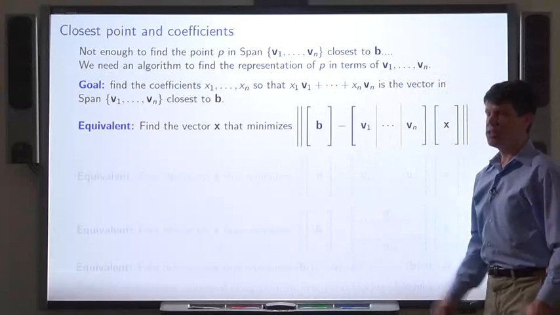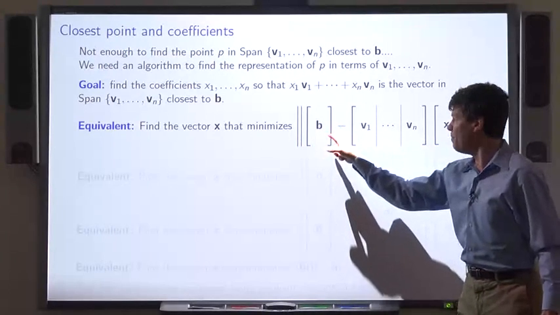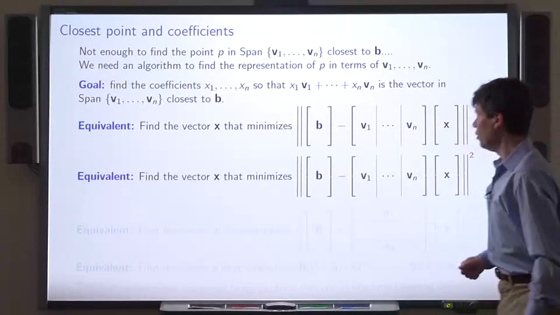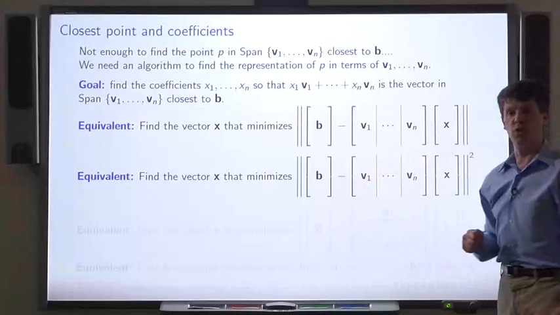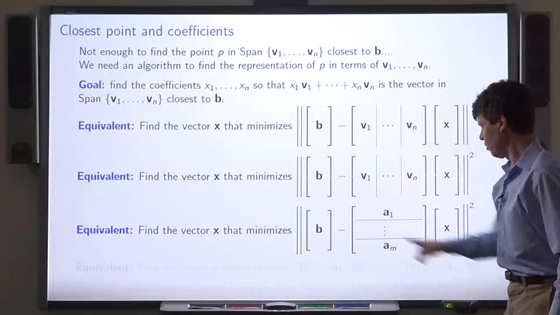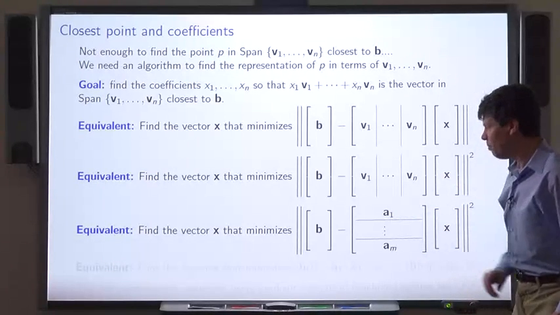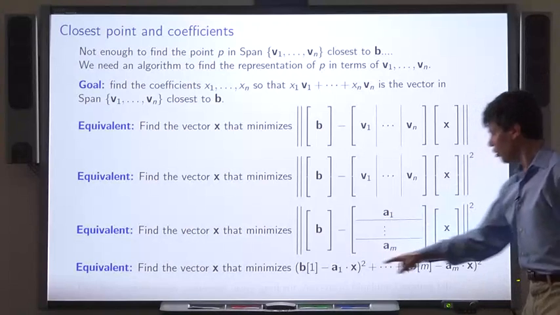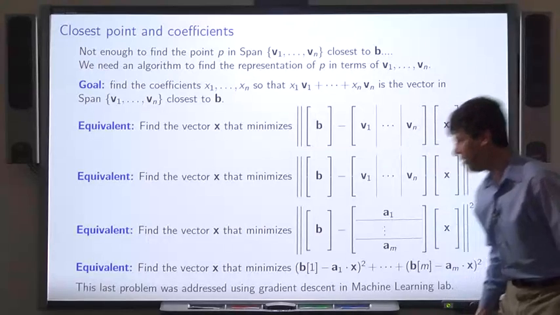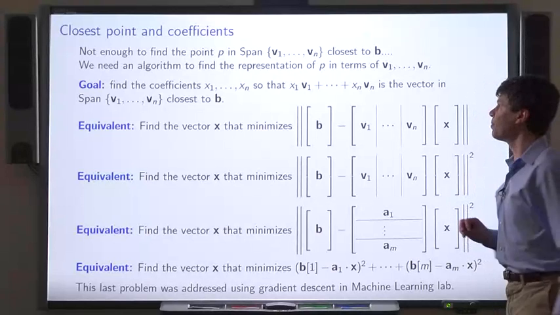I can write that as minimizing the norm of the difference between the vector B and the product of this matrix with this vector. And that's equivalent to minimizing not the norm, but the square of the norm. And we can rewrite this matrix not in terms of its columns, but in terms of its rows. We've written it here, where the rows are the vectors a1 through am. Then this problem is equivalent to minimizing this sum of square differences. And this is the problem that we addressed with gradient descent.